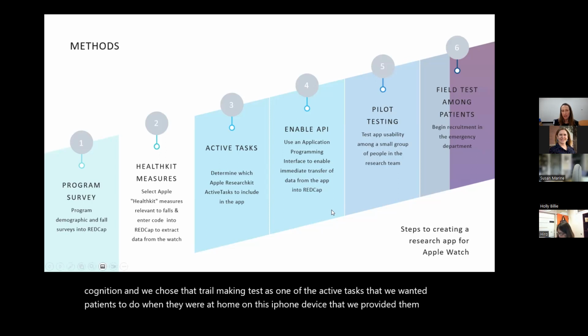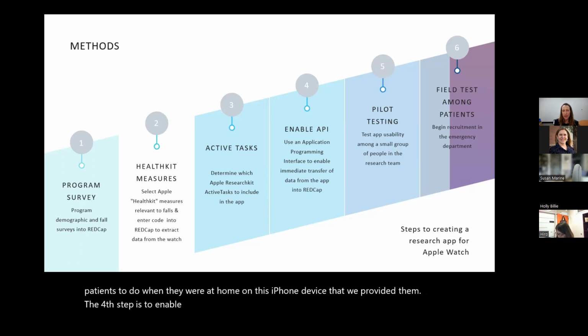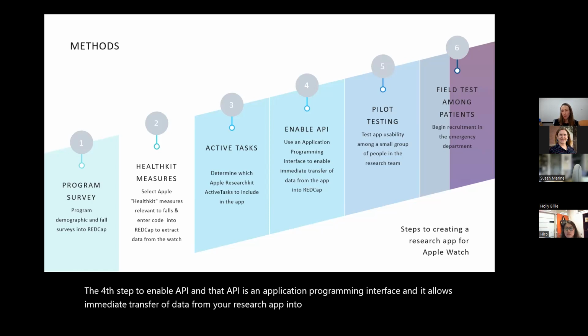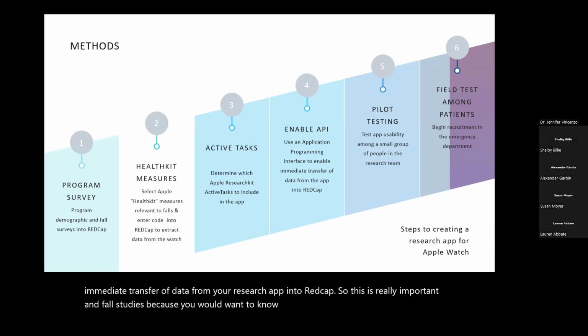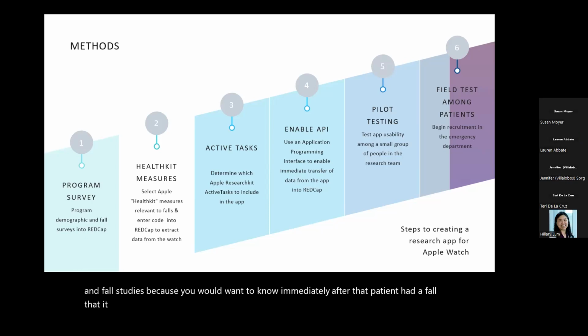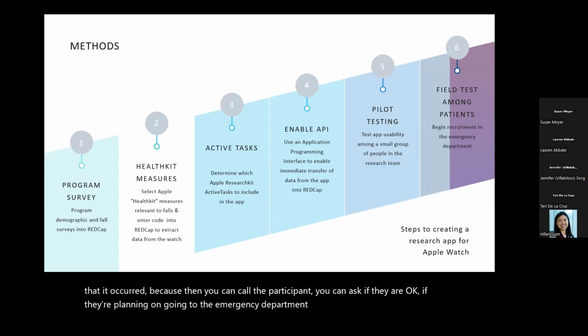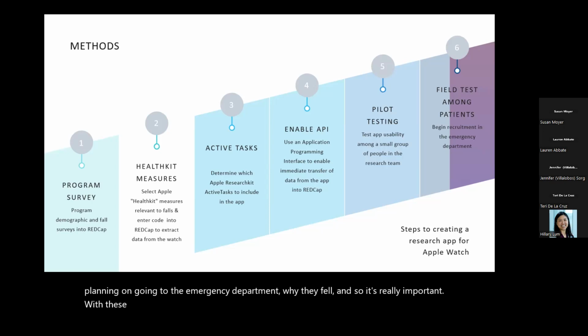The fourth step was to enable API. The API is an application programming interface, and it allows immediate transfer of data from your research app into REDCap. So this is really important in fall studies because you would want to know immediately after that patient had a fall that it occurred, because then you can call the participant, you can ask if they are okay, if they're planning on going to the emergency department, why they fell. And so it's really important with these wearables that you have API enabled.